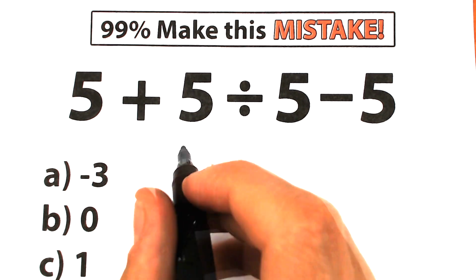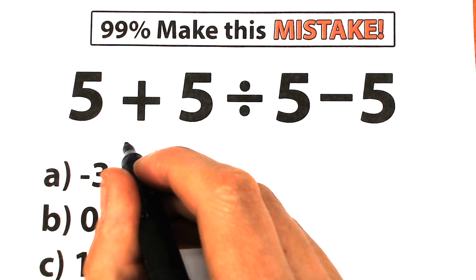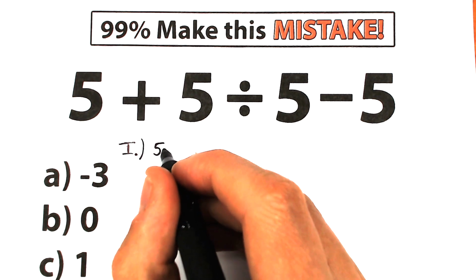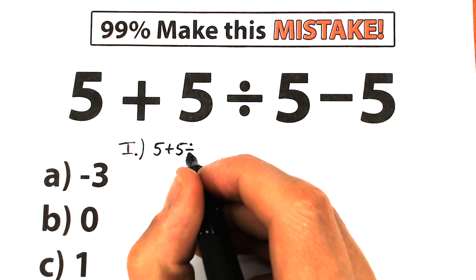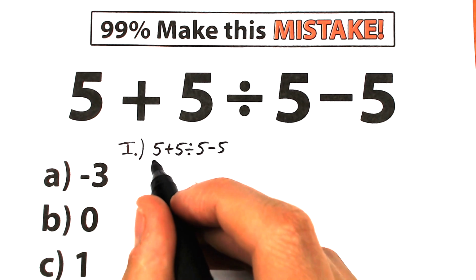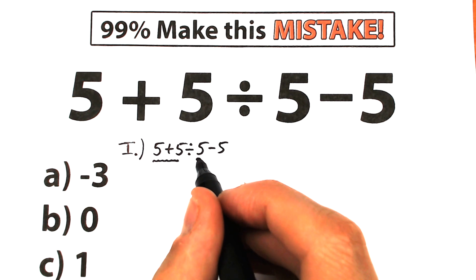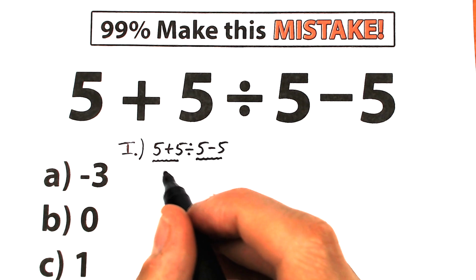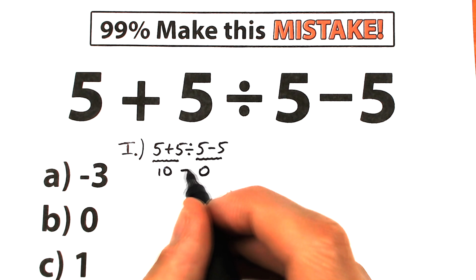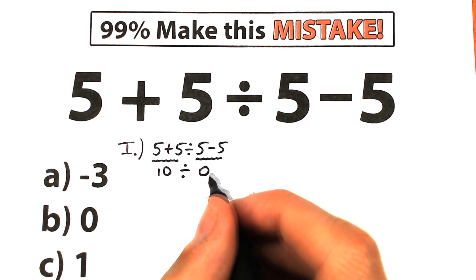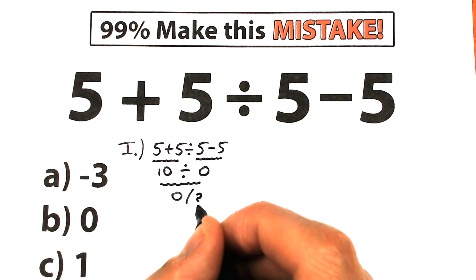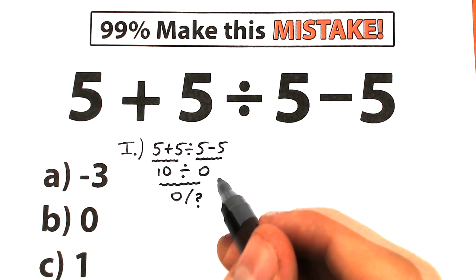First of all, I want to start with the first interpretation. We have 5 + 5 ÷ 5 − 5. One part of students solve it like this: 5 + 5 right here and 5 − 5 right here. 5 + 5 gives us 10, and 5 − 5 gives us 0. So we have 10 divided by 0. One part of students say the answer is 0, another part say the answer is undefined, because they don't know how to divide it. So it looks like option B.